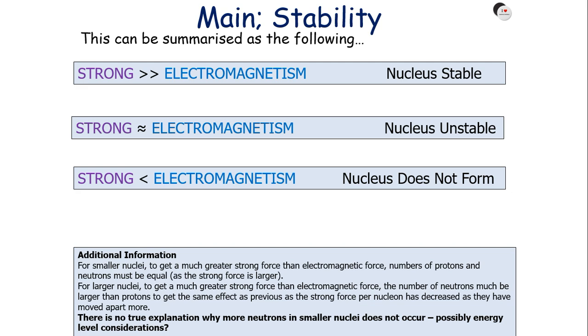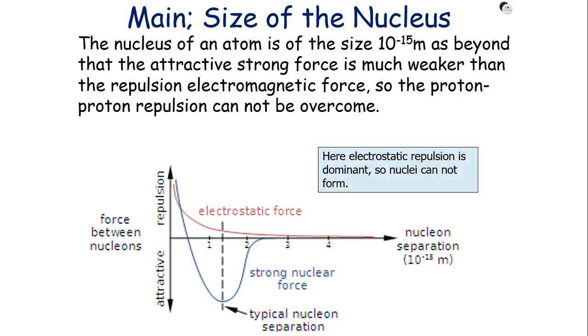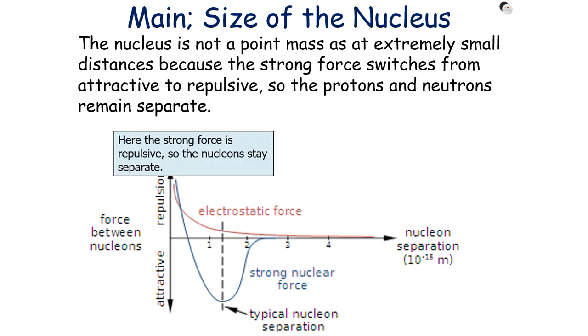But what happens if the nucleus is unstable? Well, let's just consider what's going on first with the strong force. So the strong force can change its properties. So just remember, at distances greater than 4 femtometers, 4 times 10 to the minus 15 meters, the electrostatic repulsion is dominant, the nucleus can't form. Now, at distances less than 0.5 femtometers, the strong force is repulsive, so the nucleons stay separate.